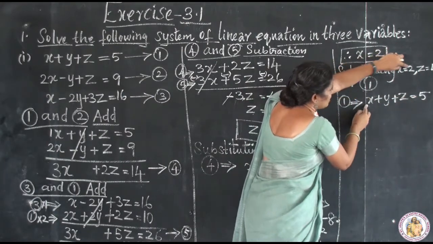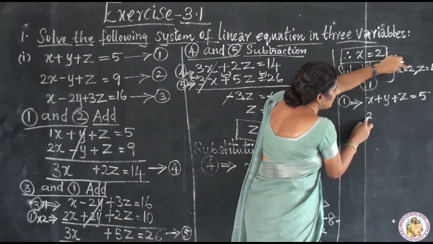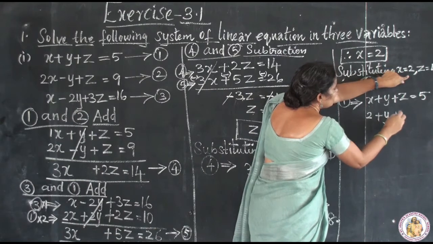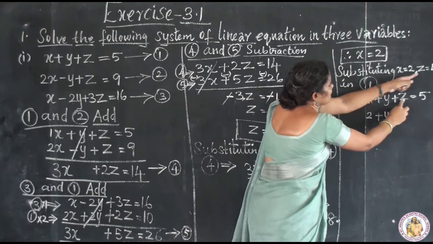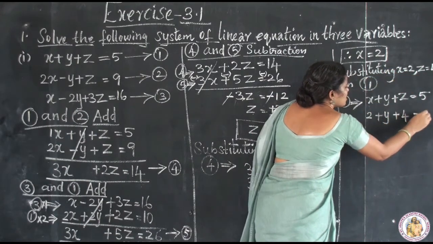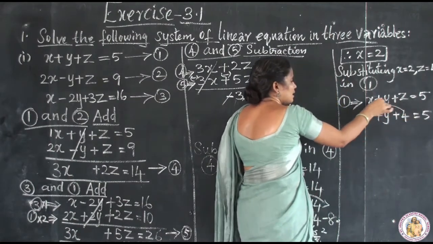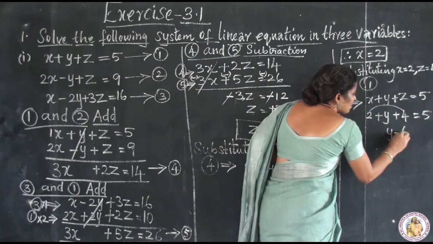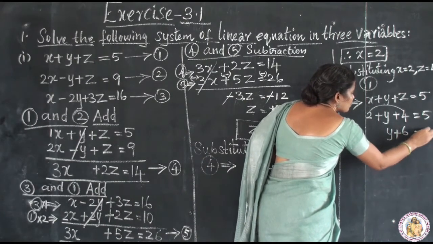Taking the first equation, x plus y plus z is equal to 5. For x, give the value of 2, plus y, we haven't found it, we are going to find y, plus for the value of z, it is 4 is equal to 5. Now we can see 2 constant values. 2 plus 4, it is 6. y plus 6 is equal to 5.